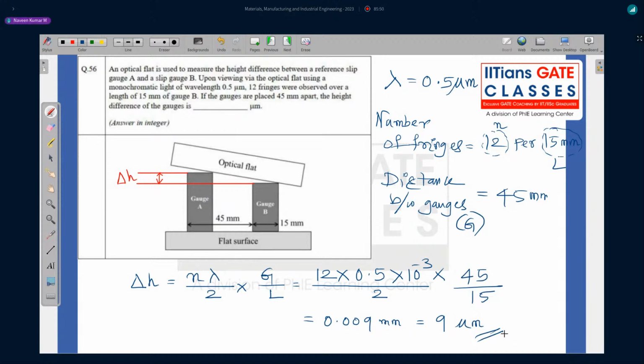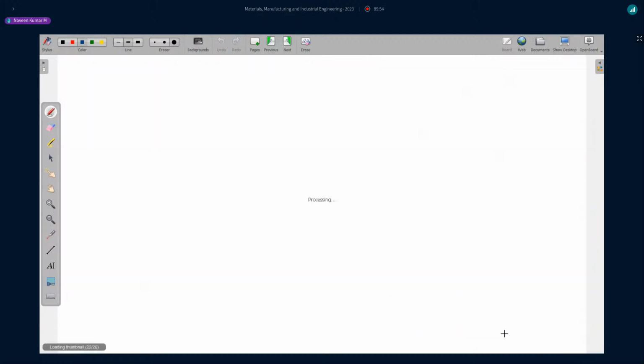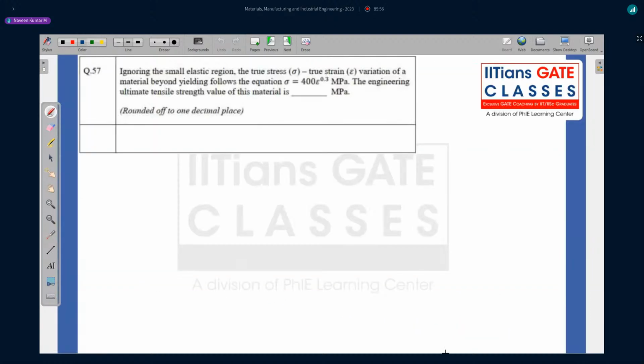So this is from the metrology and inspection. The next one, and the last one for our section 4, is this. That is a simple question. When we were discussing metal forming, we discussed this, that we have clearly derived the ultimate stress, what is happening. All these things we have derived. So let's go to the solution.